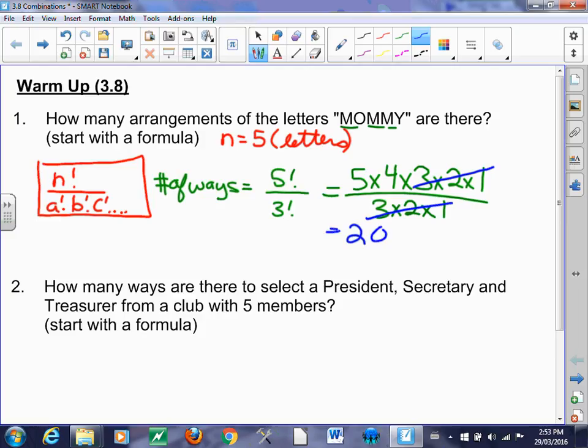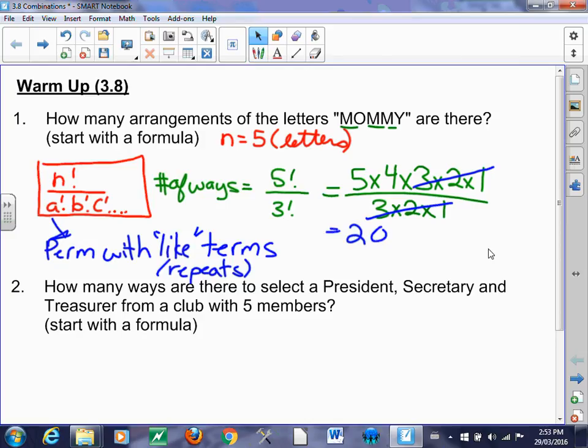So just remember, folks, that this formula is a permutation, P-E-R-M, we're just going to use that for permutation with like terms or repeats. So we're going to put like terms. And if you like the word repeats, you can just put down repeats. It's up to you. Awesome. Okay, let's take a look at example 2 here.